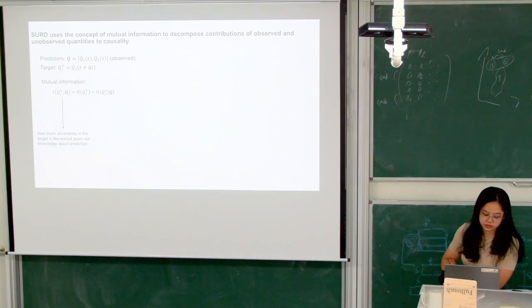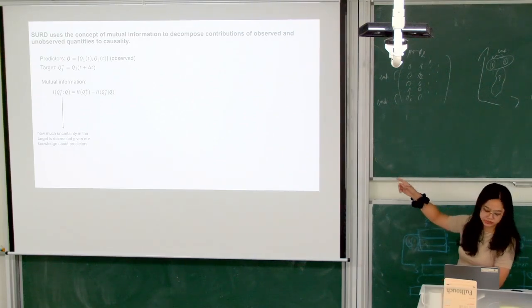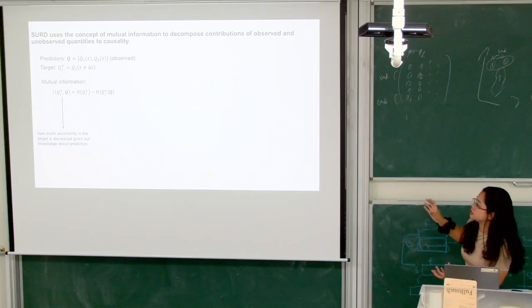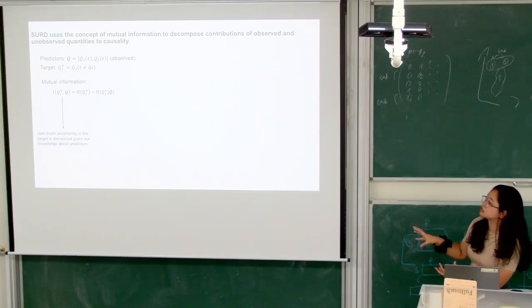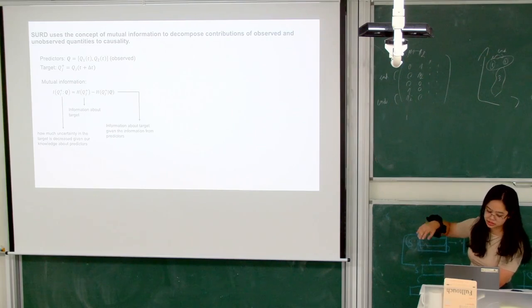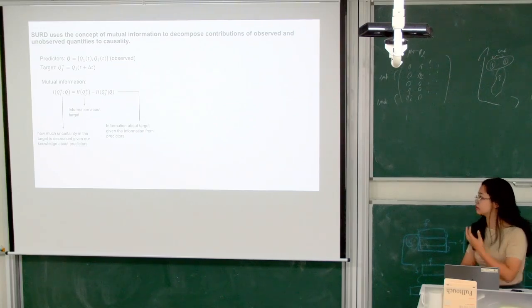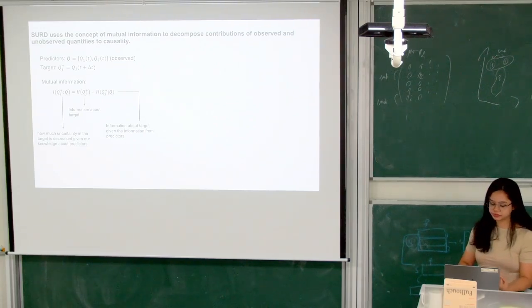So here, the mutual information between the target variable and the predictor variables shows how much uncertainty in the target is decreased given our knowledge about the predictors. H of Qj plus is just the information about the target, and the conditional entropy here is just the information about the target given our knowledge about the predictors.